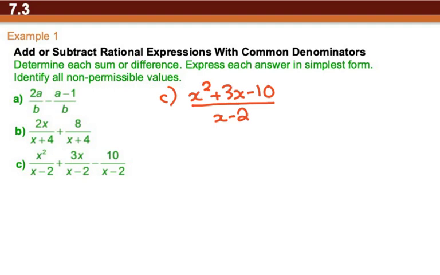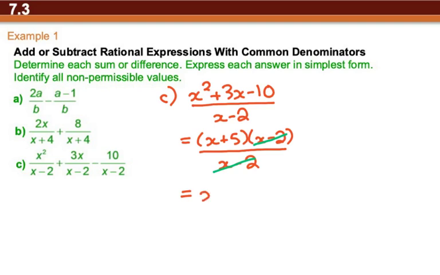And again, we need to look to factor. We have a trinomial on top. We need two numbers that both multiply to negative 10 and also add to 3. And that would be x plus 5 and x minus 2, which is still over x minus 2. This again does give us something we can cancel, the x minus 2's, which leaves us with an answer of x plus 5.